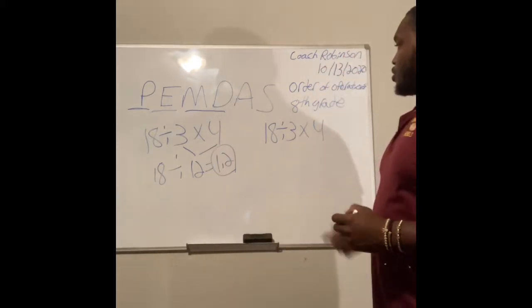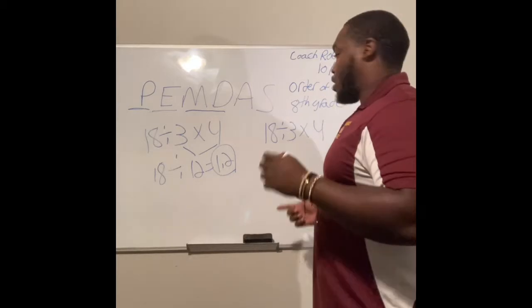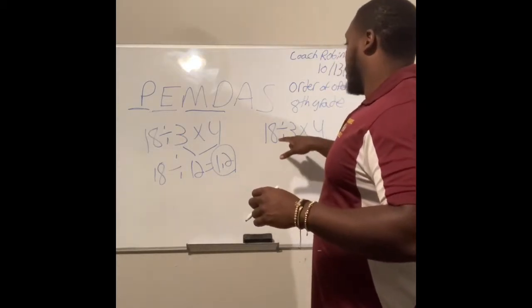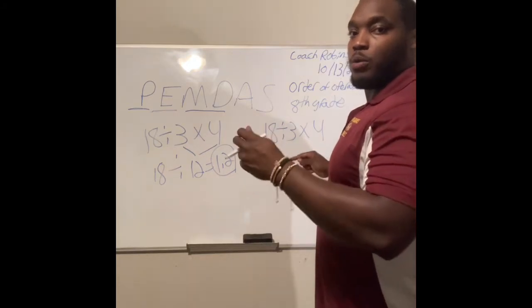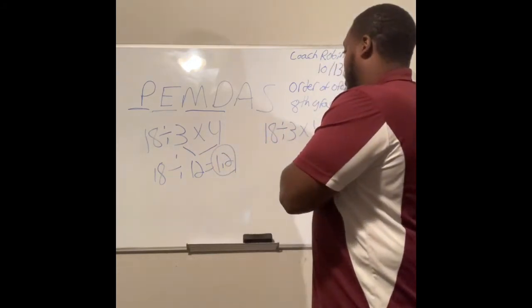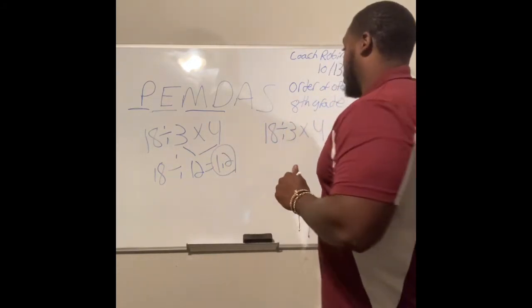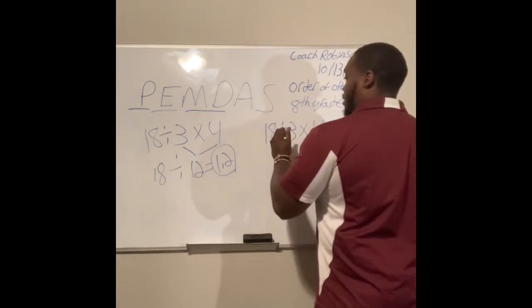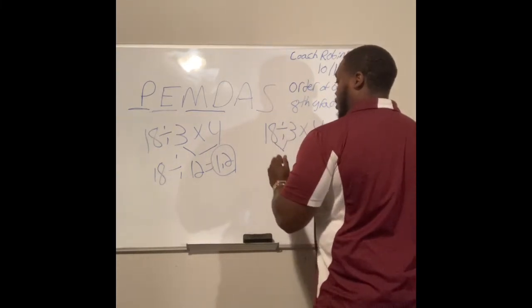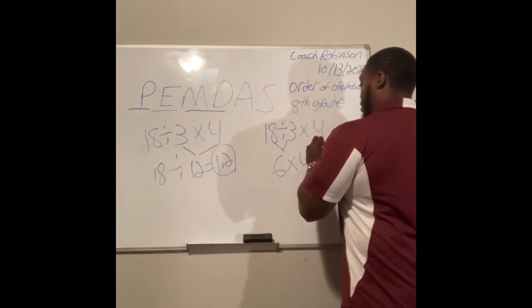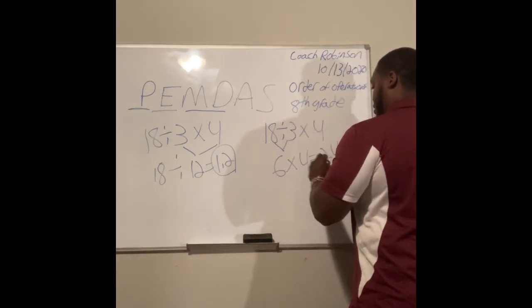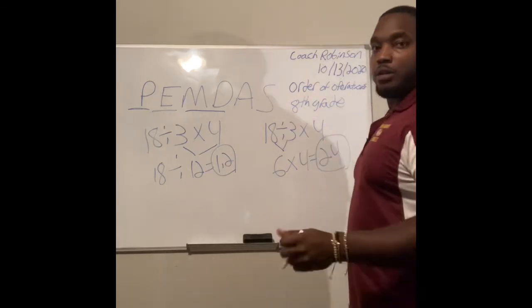So I showed y'all this example so y'all won't confuse yourselves. If it's ever division before multiplication, you have to work the problem from left to right. That's the only way you'll get the answer. So if we do 18 divided by 3, which is 6, and then times that by 4, the answer would be 24.